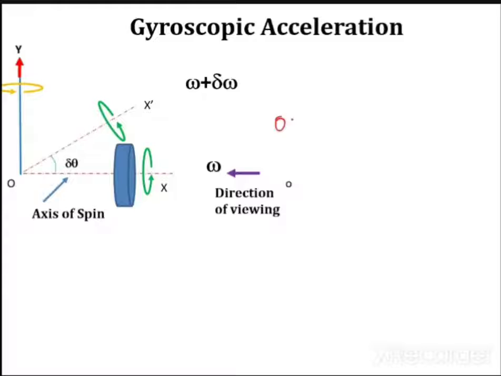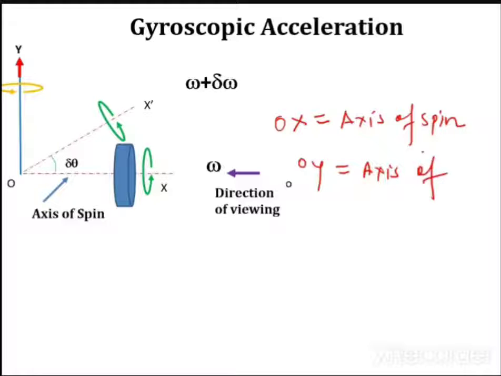Till yesterday we have seen what OX is. What is OX? It is nothing but the axis of spin, right? I will just revise in 5 minutes. Then we have seen that OY is nothing but the axis of precession. So what is the axis of spin and what is the axis of precession?